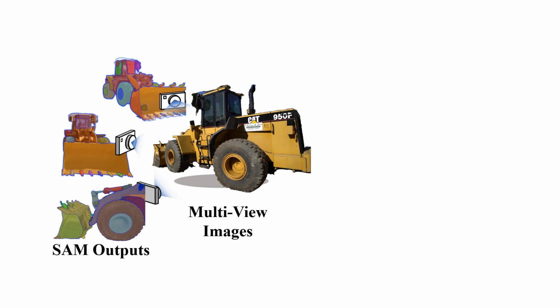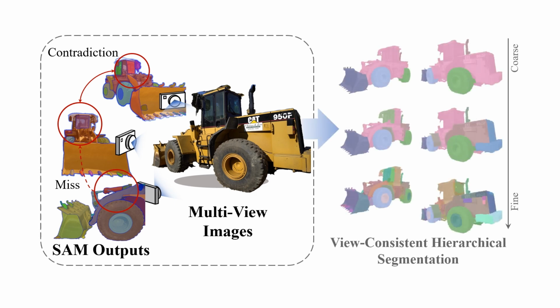Given an image, large-scale 2D segmentation models, such as Segment Anything (SAM), can generate high-quality zero-shot image segmentation at multiple levels of granularity. However, when we try to deal with multi-view images of a scene, the outputs from SAM are usually not view-consistent. As you can see, some segmentation masks are missed in other views, and there are some contradictions between views. In this paper, we propose a method that can generate view-consistent hierarchical segmentation from view-inconsistent multi-granularity segmentation masks from 2D segmentation models.